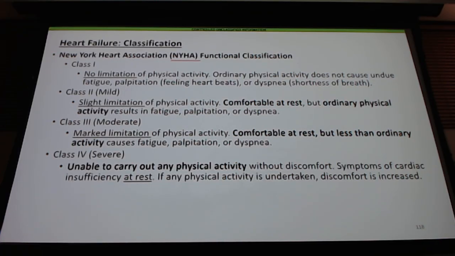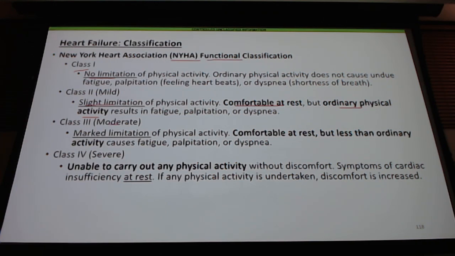And we talked about how the NYHA is a functional classification, so what is their function level like? Class 1 is no limitation at all, so their heart failure doesn't limit them. Class 2 is considered mild, and this is a slight limitation where they're comfortable at rest, but ordinary physical activity results in fatigue, palpitations, or dyspnea.